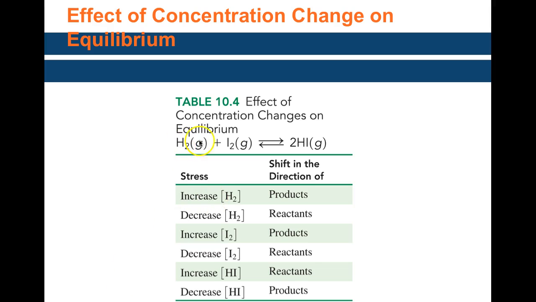So if you increase any of the reactants, then it's going to go forward. All right. If you decrease the reactants, it's going to go towards the reactants. If you increase the product, all right, it's going to go towards the reactants. If you decrease the product, it's going to go forward towards the product. All right. So table 10.4 summarizes quite well the effect of concentration on equilibrium.